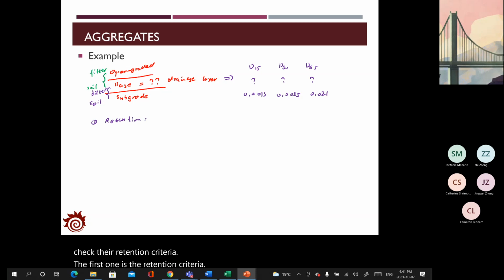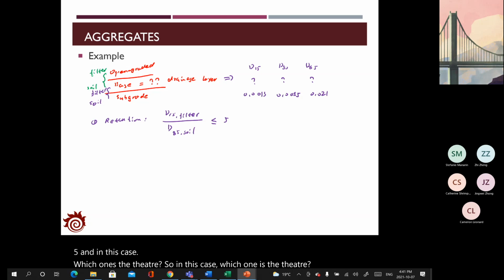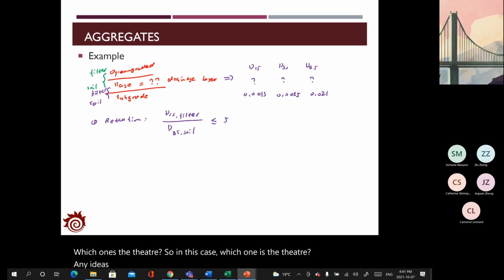For the retention criterion, we have D15 of the filter divided by D85 of the soil should be smaller than 5. And in this case, which one is the filter? Any ideas about what information we really need to calculate for this equation?